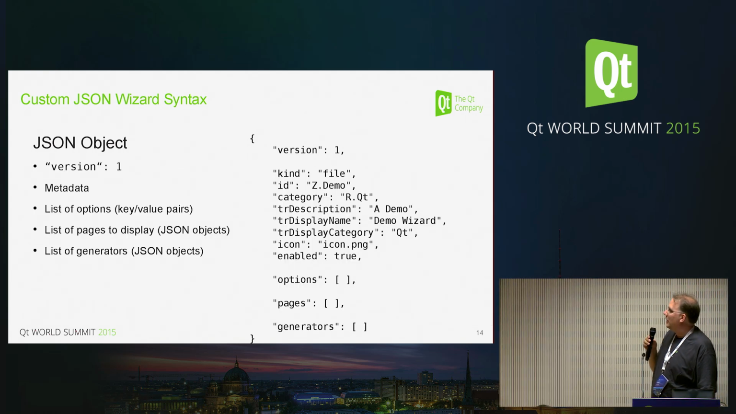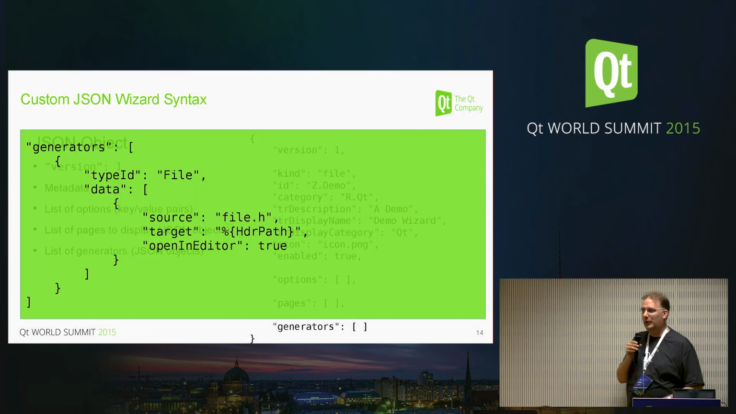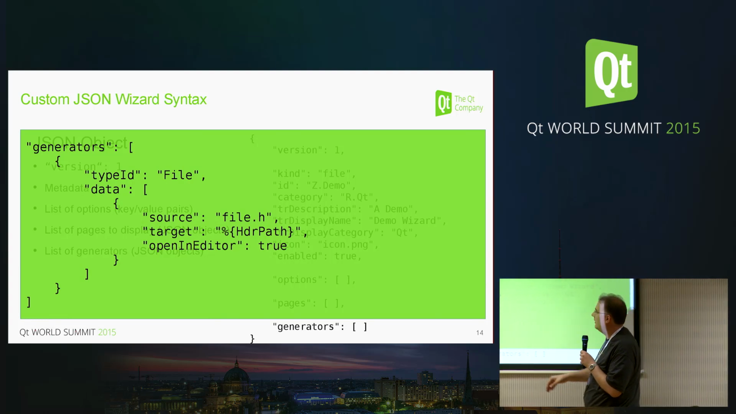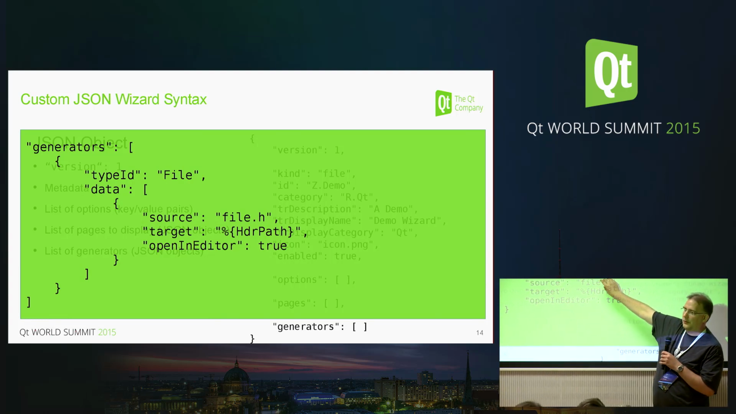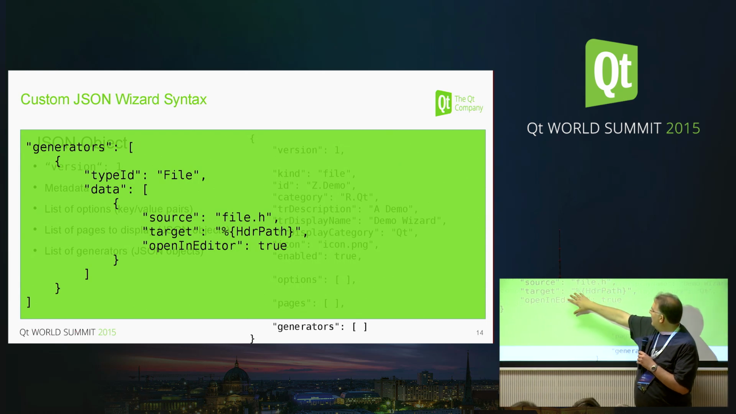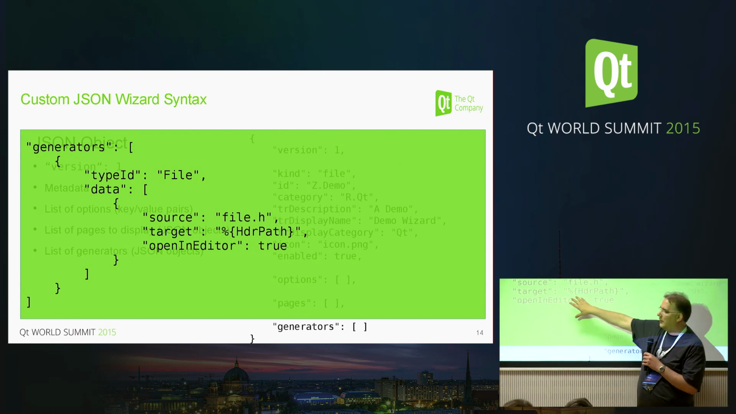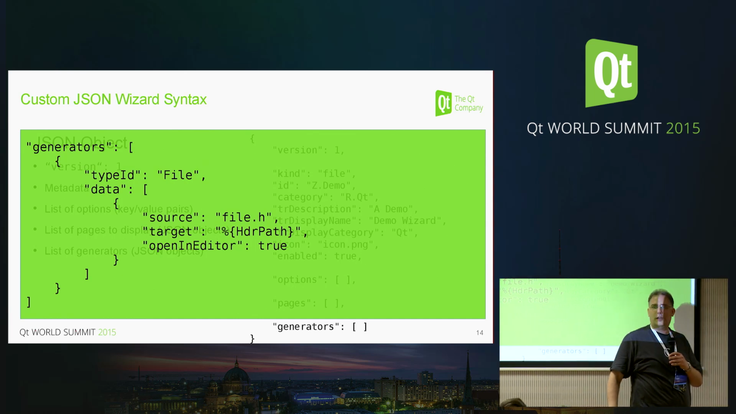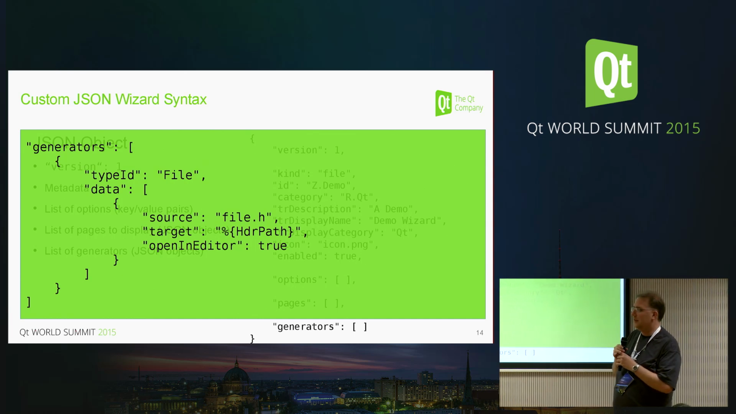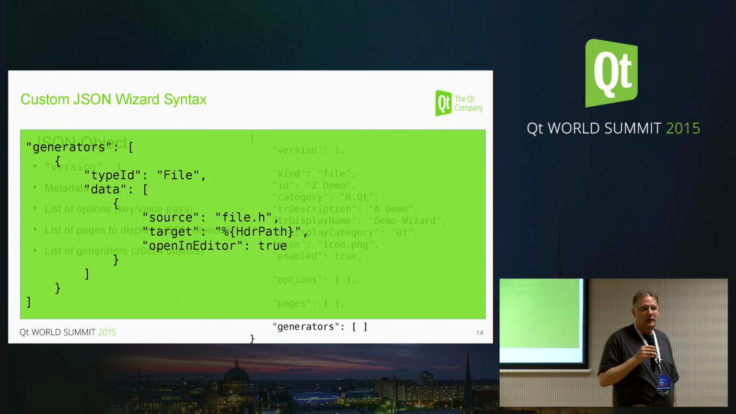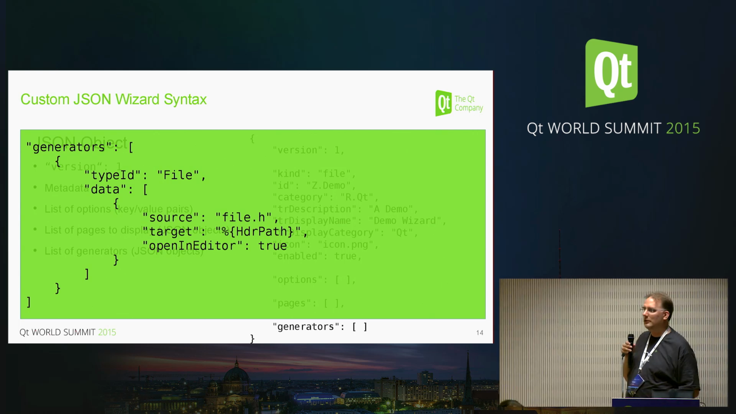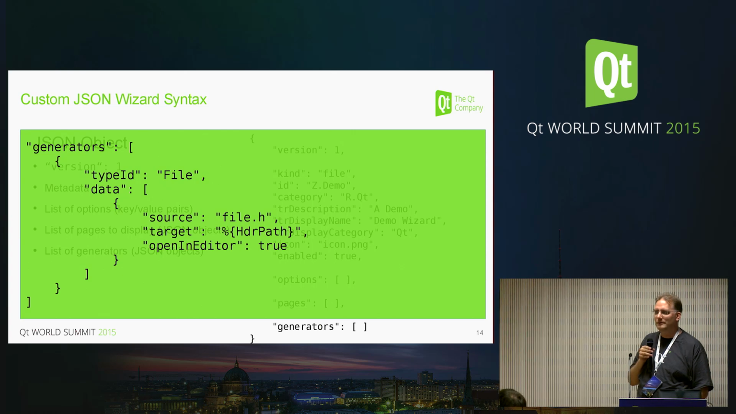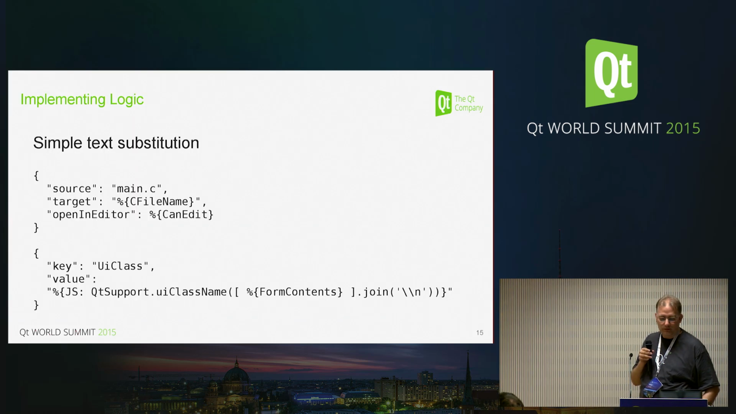And finally, we have generators. Again, a list. And so far, I only have the file generator. So the type ID is file. And then you can have a source file, which is relative to the JSON file itself, and the target file where it needs to go, and you can say whether you want to open it in the editor when the wizard is done, or whether you want to open it as a project and do other stuff like that. So it's really simple, actually. And that's basically the whole thing. There's nothing more to it.